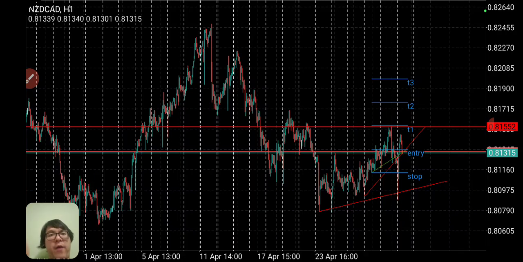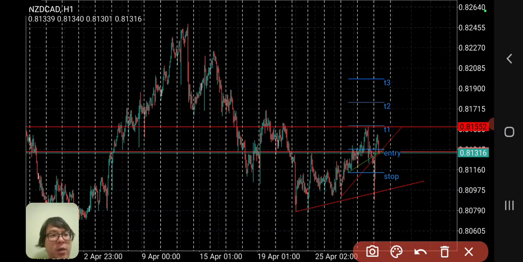We had this setup yesterday, and I do have the trade entered on this one. In the London session, pricing moved up to my target 1, so I moved my stop to the entry level. At the New York session, we got news breaking down all the way to here, and then my entry got stopped out at break even.